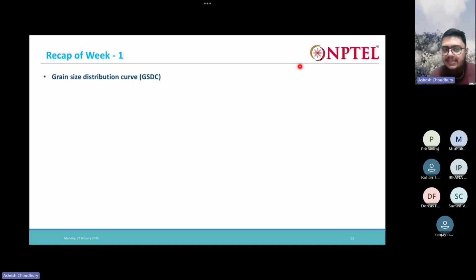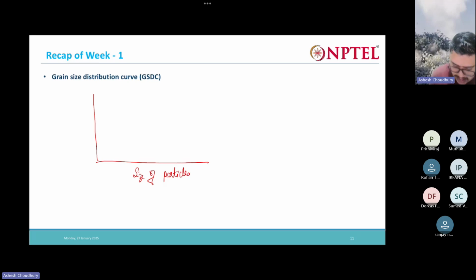So please feel free to stop me, speak with me, anything you want. Yeah, so in the x-axis we have the particle size, and in the y-axis we have the percentage finer. That's how we get the grain size distribution curve. So we have a graph like this. Here we have the size of particles, say in millimeters, and here we have the percent finer. Now what does it mean? So we will have some graph like this.